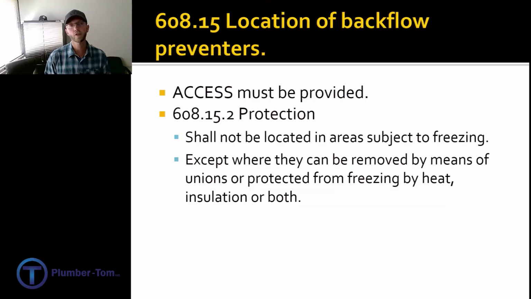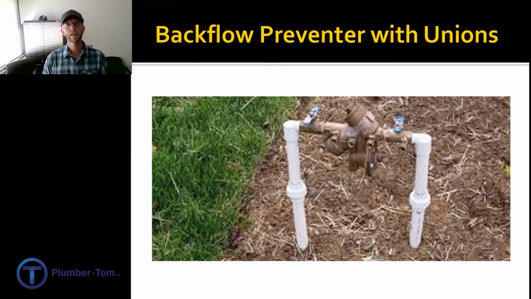Now, if you're going to install it in a location where it could freeze, they can be installed there where they can be removed by means of unions or protected from freezing by heat insulation or both. Ideally, you have unions, you shut it down, drain it, remove it during the winter so that it doesn't freeze. Here's an example of a backflow preventer. It's an RP. It has unions. You can take it off. The only thing that can make this better is if it were done in steel or something that's not going to break as soon as the lawnmower hits it.